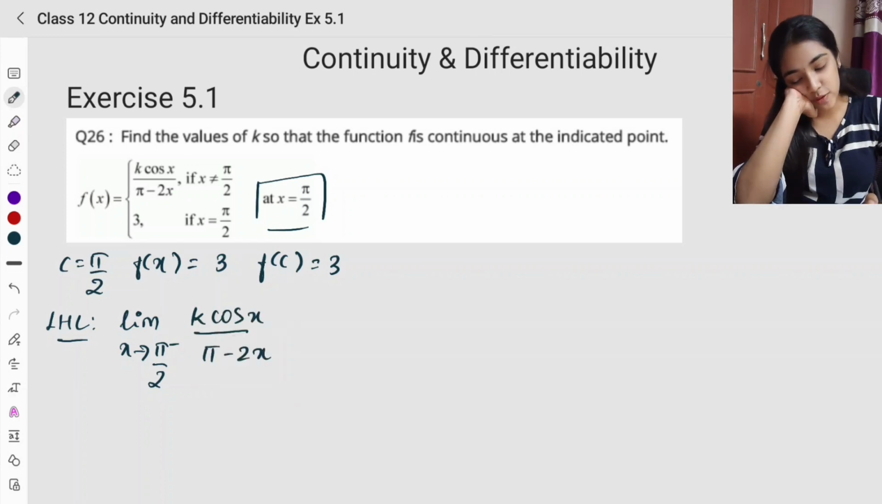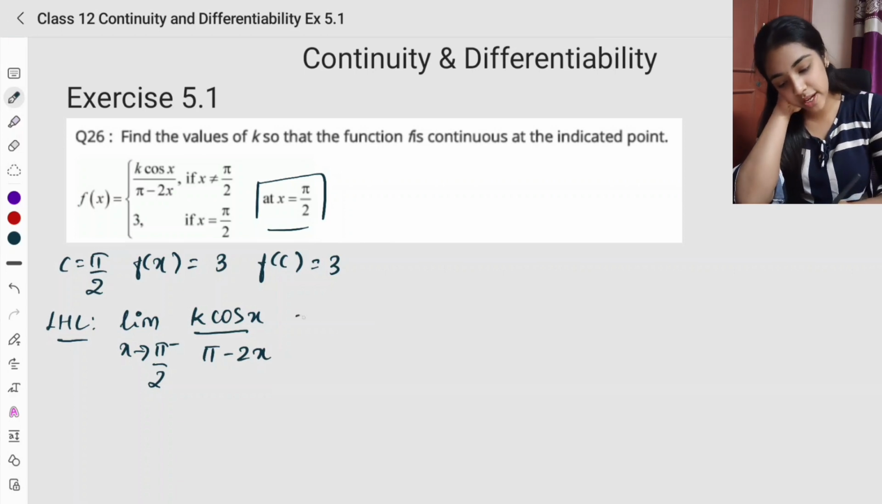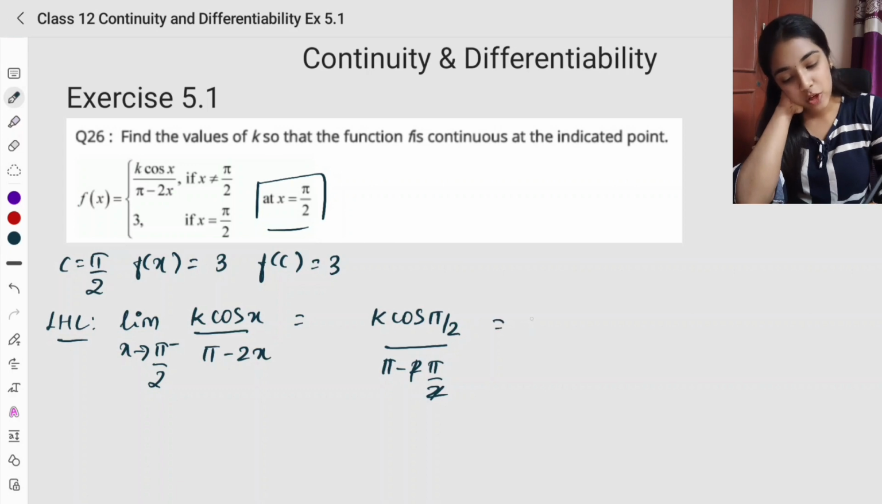So if I substitute pi by 2, what is going to happen? When I substitute pi by 2 directly, I'll have cos pi by 2 divided by pi minus 2 times pi by 2. Here the 2 and the 2 will get cancelled. So I'll have cos pi by 2 is 0 divided by pi minus pi, which is again 0. So 0 by 0 is not defined.